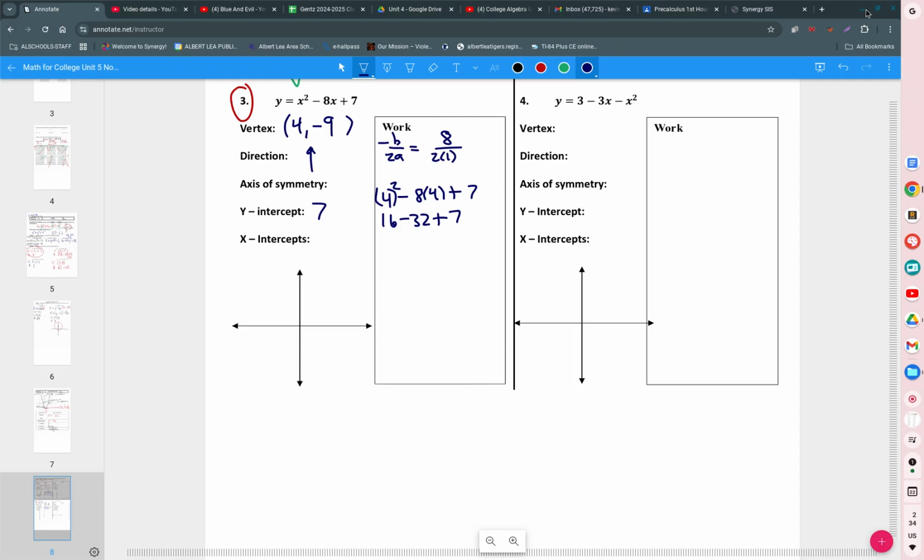Then I'm going to start by making the graph. I go to -9, so I'm going to make a 10 by 10 graph, and I'm going to go by 2s. 2, 4, 6, 8, 10.